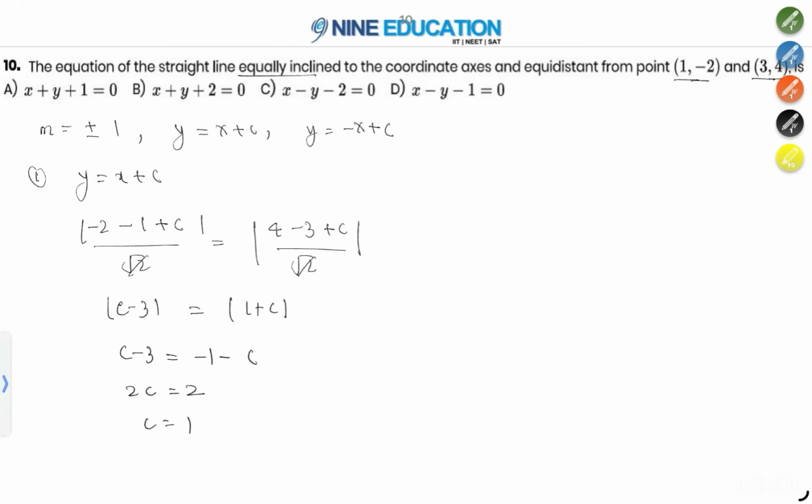So we get the equation of the line, y equals x plus 1. This one we can satisfy. D is the correct answer. So we do not have to take care of the other case. We got our required answer in this part.